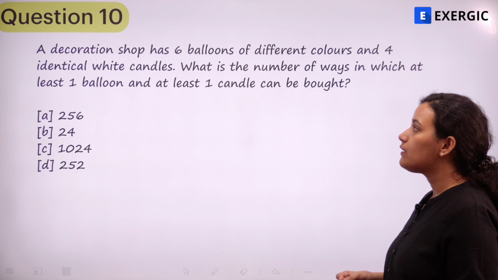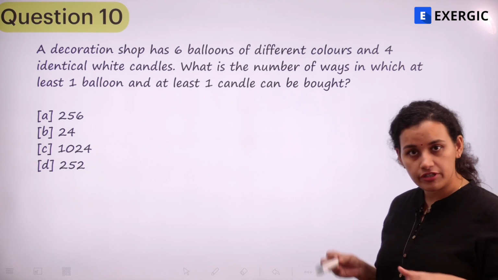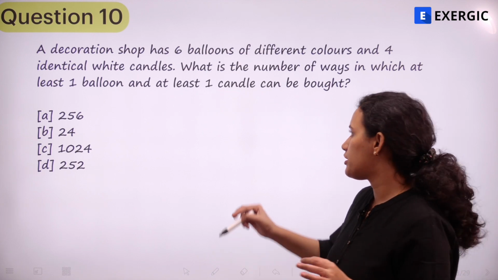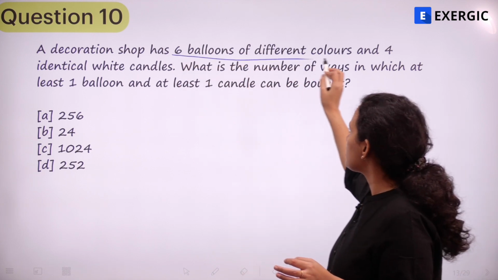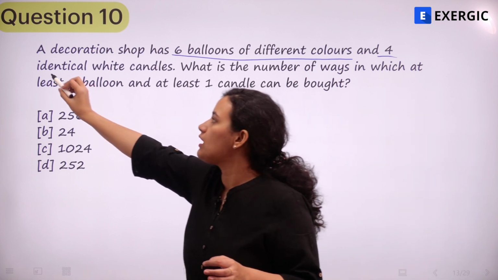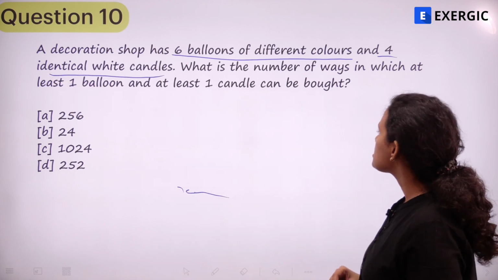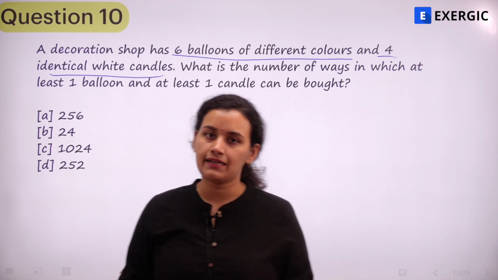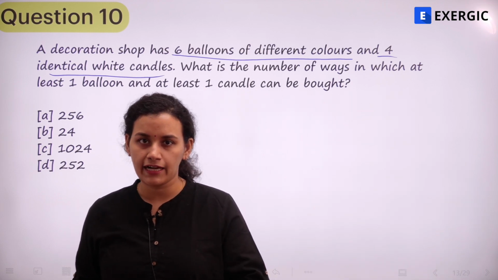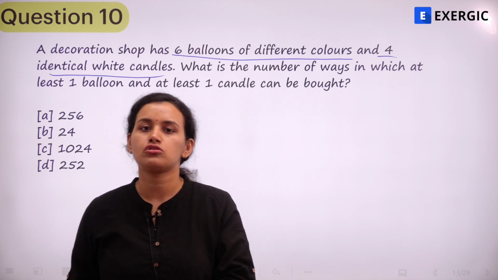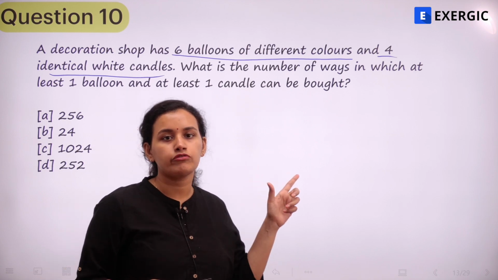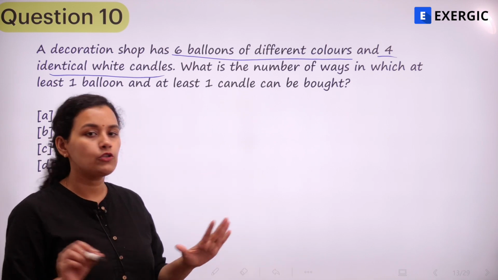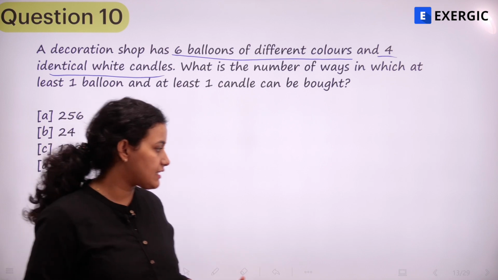So there is a shop where you have got 6 balloons of different colors and you have got 4 identical white candles. This is important here. The balloons are of different colors but the candles are all identical. So what is the number of ways in which at least one balloon and at least one candle can be selected? It's a very direct kind of question. If you know how to solve at least one type of question from distinct items and from identical items, then you will be able to solve this question very easily.